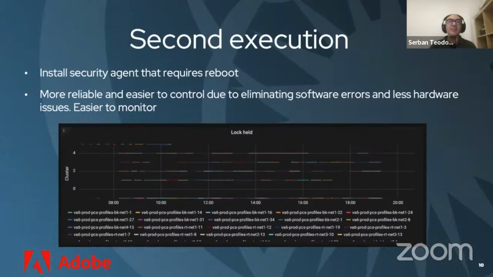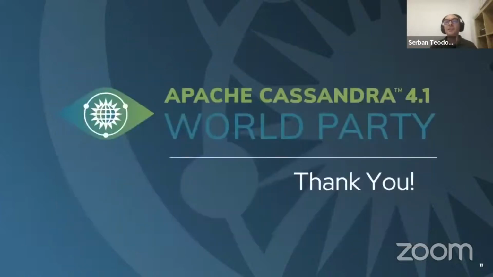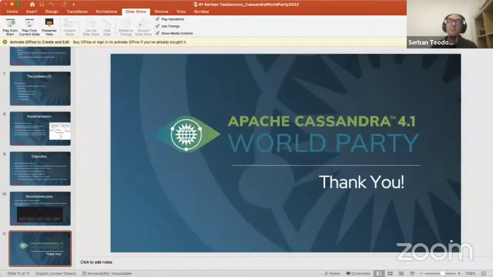You can see on the second execution, I managed to install some metrics, and this is an example of running in parallel on 5 different clusters, and each of those nice lines is a lock being held and then released and then moving to the next instance in a distributed manner. But this was only on the second execution, when we had to install the security agent that required reboot. And maybe we'll share this in a blog post as well with some more details.